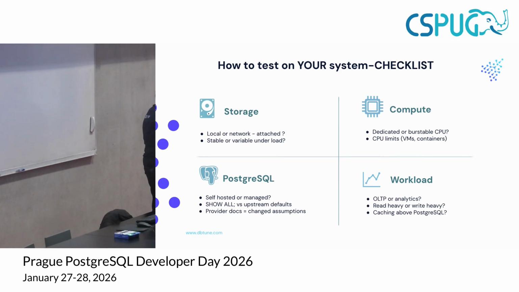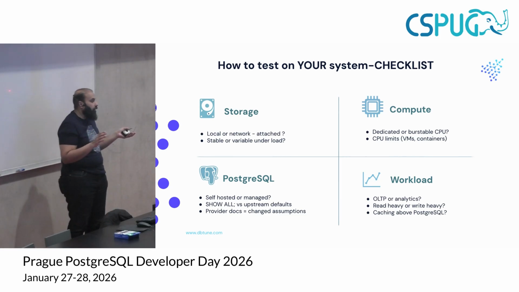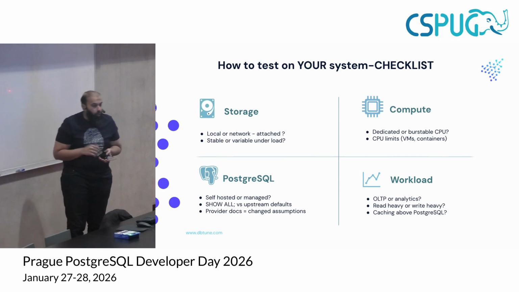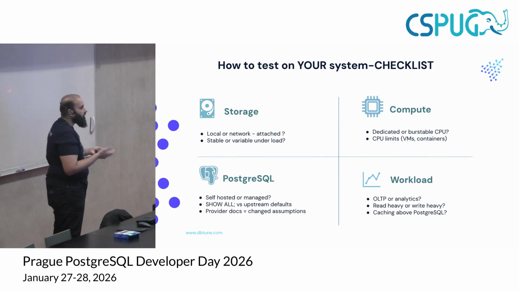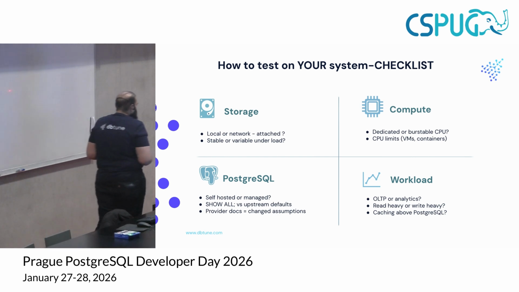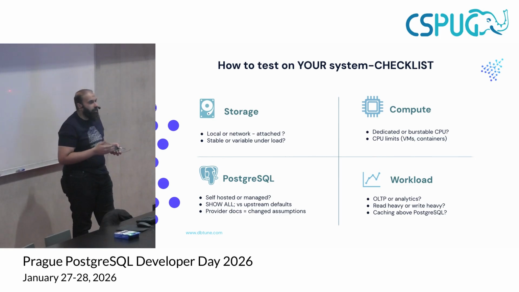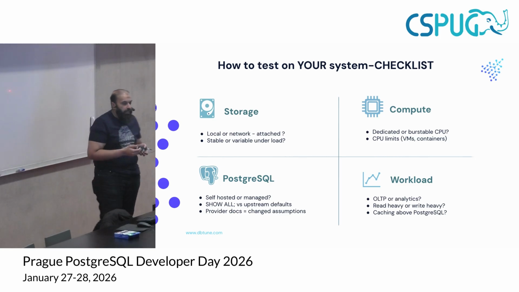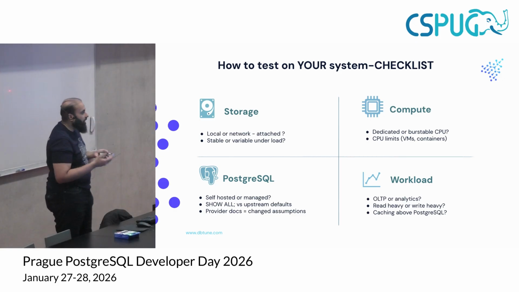Now the question is how to actually test those things. I have developed a simple checklist that I have already discussed during the session here. One is storage. Before applying any tuning guide, make sure: is your disk local? Is it attached? How does it behave under intense workload? What's happening with your compute? Do you have burstable compute? Is the plan changing? Run explain analyze. What are the actual rows and estimated rows?